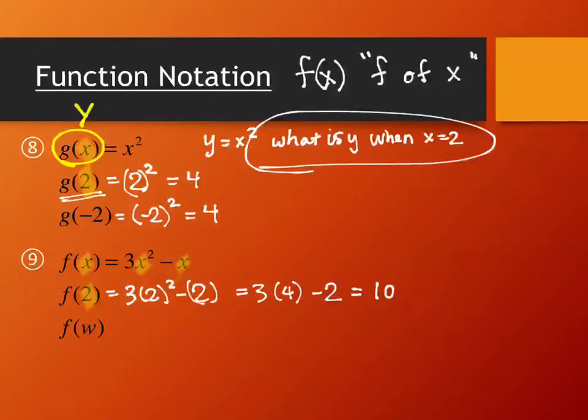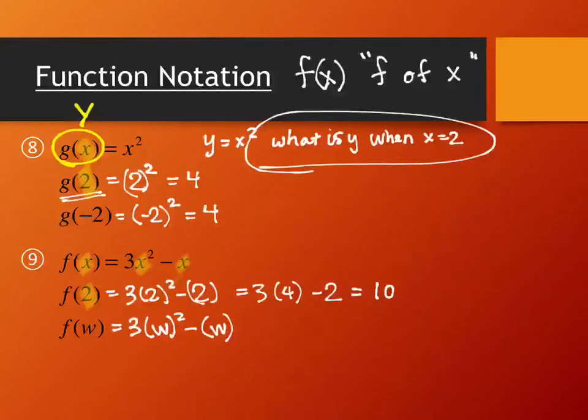The second part here on number 9, and it looks kind of funny. It doesn't have a number, it has a W, right? I mean, so what am I supposed to do with a W? Well, you do the same thing. It just means that you aren't going to simplify your answer to a single number. You replace the X with W. So in place of the X, you put a W here. In place of the X, you put a W here.